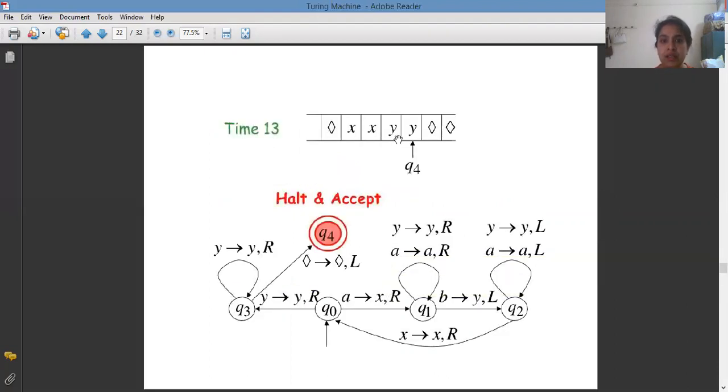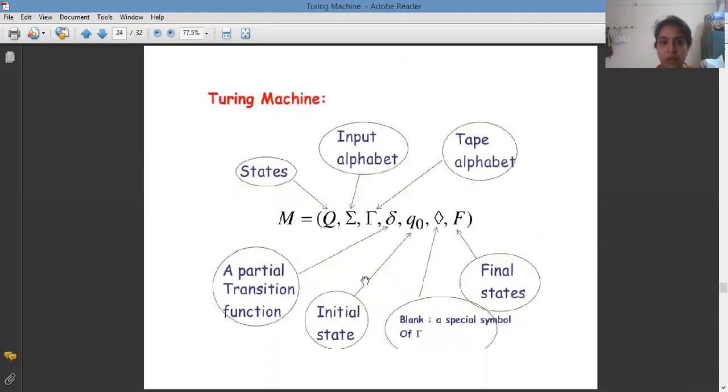So you can see here the recent example that we were talking about. You can see the two A's were converted into X and the two B's were converted into Y. And finally, we have accepted this string double A, double B. So this machine is a general machine which can accept any string of the type A raised to n, B raised to n. Okay, so I would again revise the definition of a Turing machine.